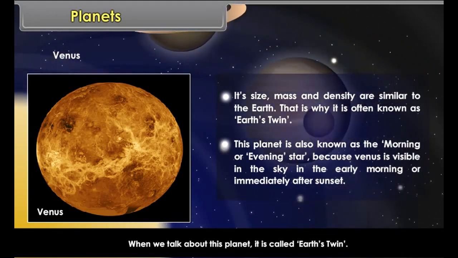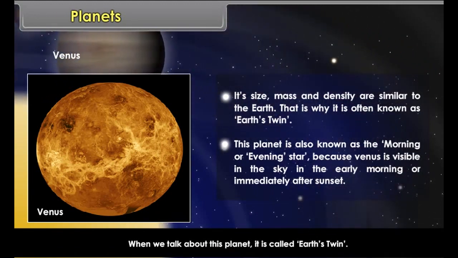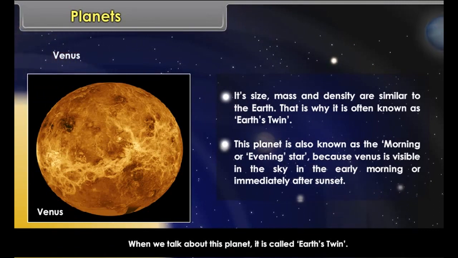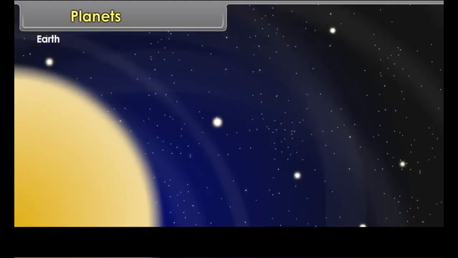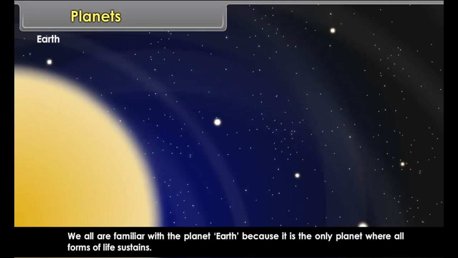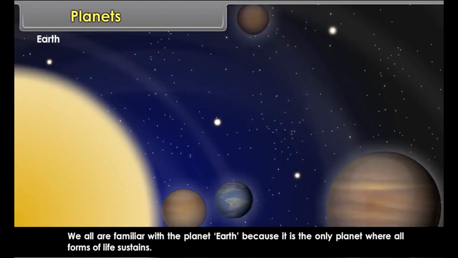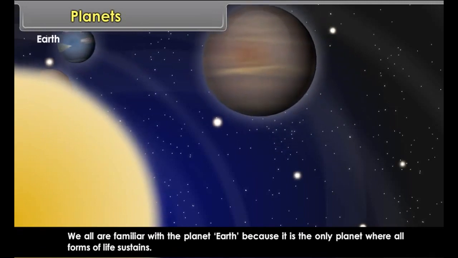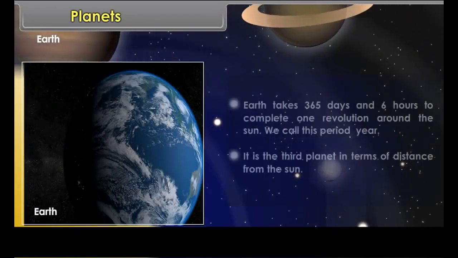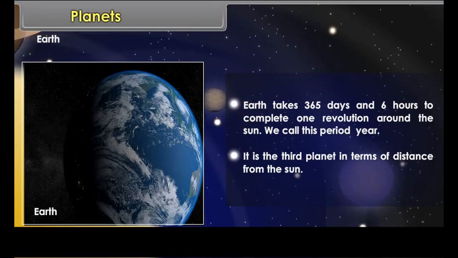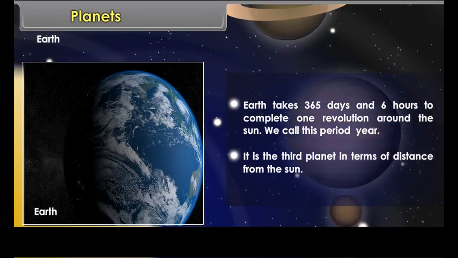This planet is also known as the morning or evening star because Venus is visible in the sky in the early morning or immediately after sunset. Earth. We all are familiar with the planet Earth because it is the only planet where all forms of life sustain. Earth takes 365 days and 6 hours to complete one revolution around the Sun. We call this period a year. It is the third planet in terms of distance from the Sun.